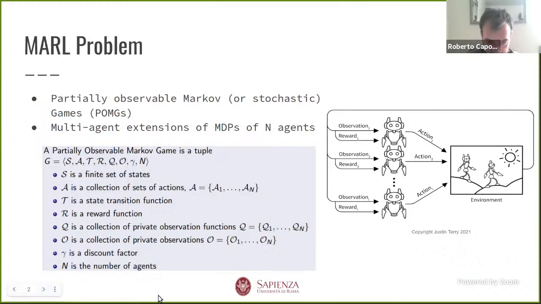Similarly, by means of this function, we can generate private observations for each agent belonging to the observation space. Then we have the usual gamma, the discount factor, and n, which is the number of the agents. So the problem is quite more complex compared to a standard reinforcement learning problem, a standard MDP, because we have two more things to take into account.